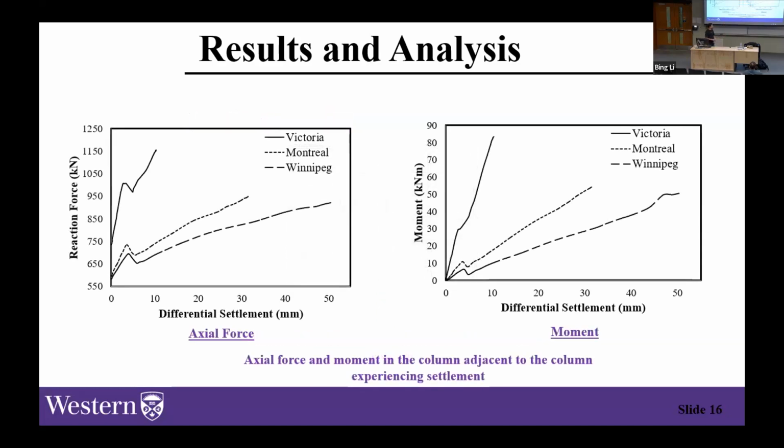So over here, you can see the axial moments that were experienced at 1 bay away from the settling column. Usually 1 bay away from the settling column is where you experience your maximum damage. And over here, you can see, for example, the reaction forces at 1 bay away from the settling column increased by 60%. So even though the magnitudes differ, the trend for Victoria, Montreal, and Winnipeg was the same.